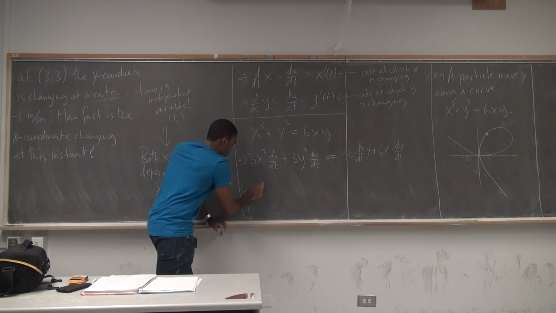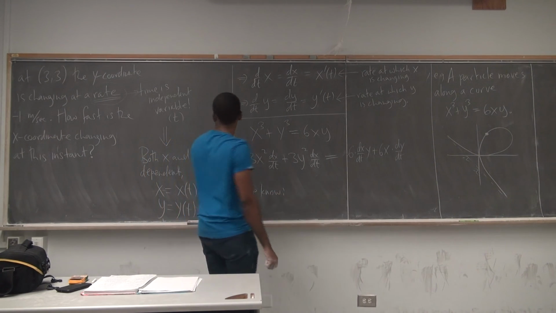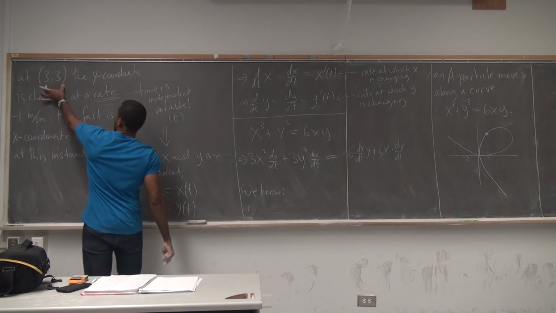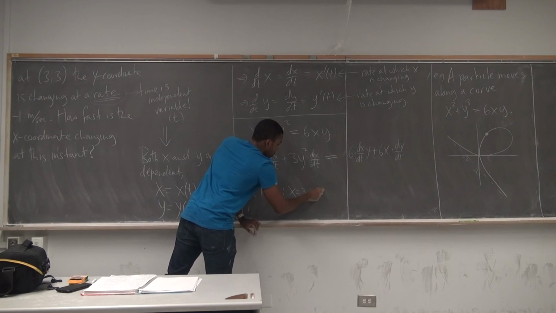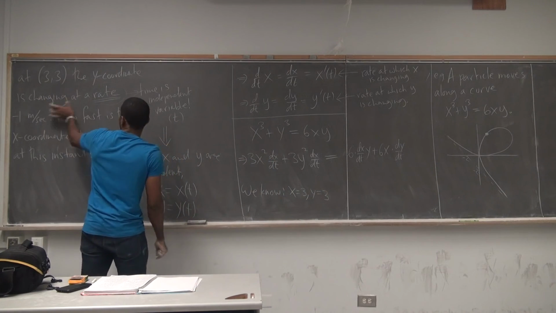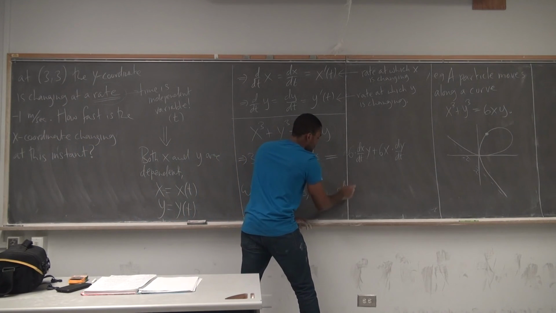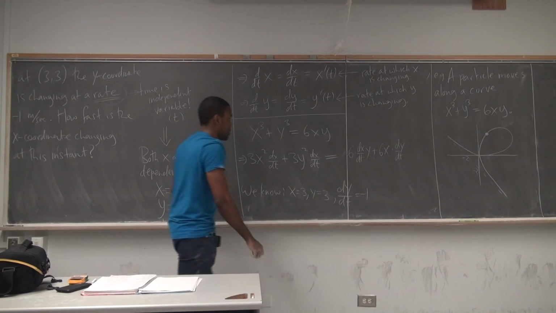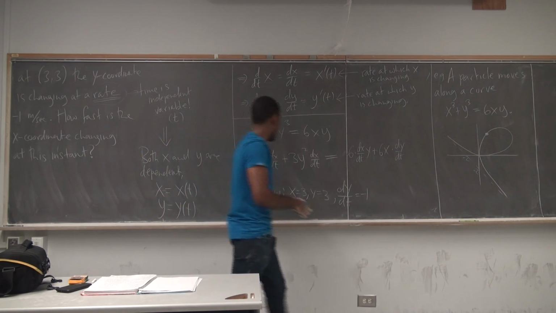And so now we look at what we know. First of all, I know I'm at the point 3, 3. So I know my x equals 3, my y equals 3. I also know that the y coordinate is changing at a rate of -1. So in other words, I also know that dy dt is -1. So now I have all that information, I can just plug in here and solve for the thing I want to find.